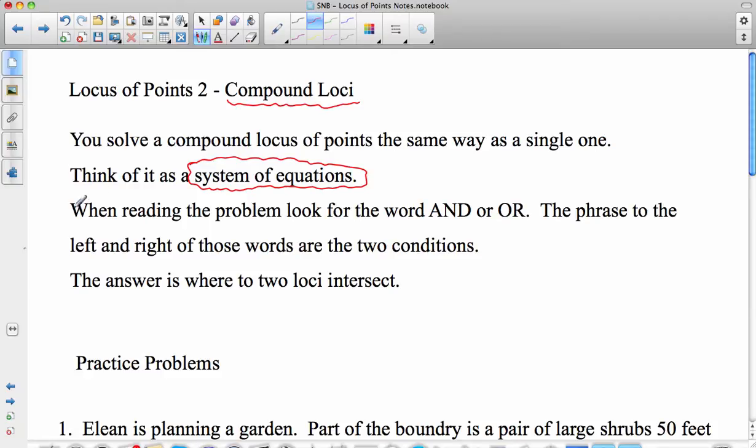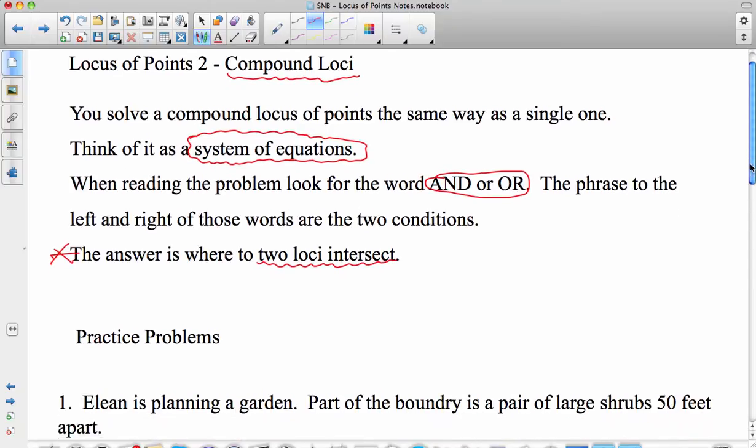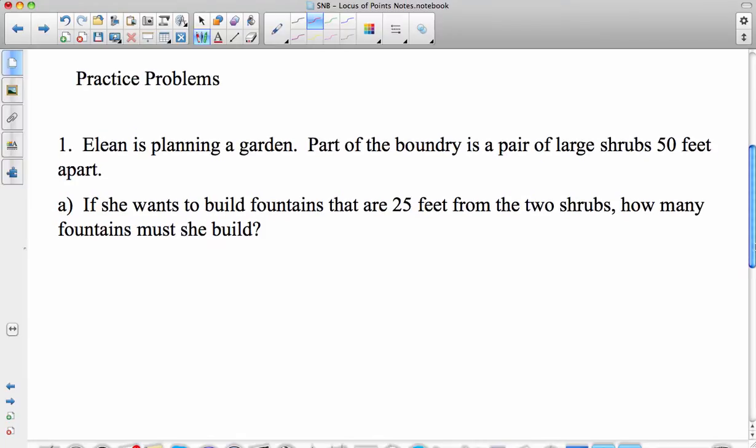So, you know you have a compound system of loci when, reading the problem, you look for the word "and" or "or." That means those two things are supposed to act at the same time. The phrases to the left and to the right of those words are the two conditions that must be met. And again, the answer is where the two loci intersect. So if you are specific, you can tell me an exact ordered pair, or if you just have to put an X on the spot, sometimes they'll tell you to label it with an X, whatever the case may be. But in general, we handle it the same way that we do the regular individual locus of points.